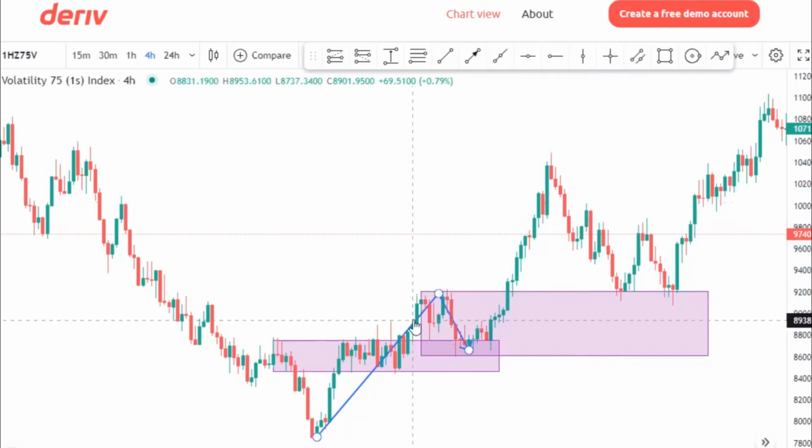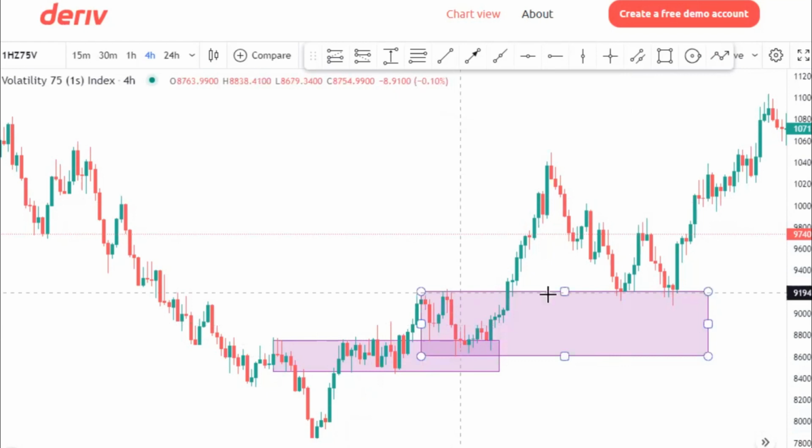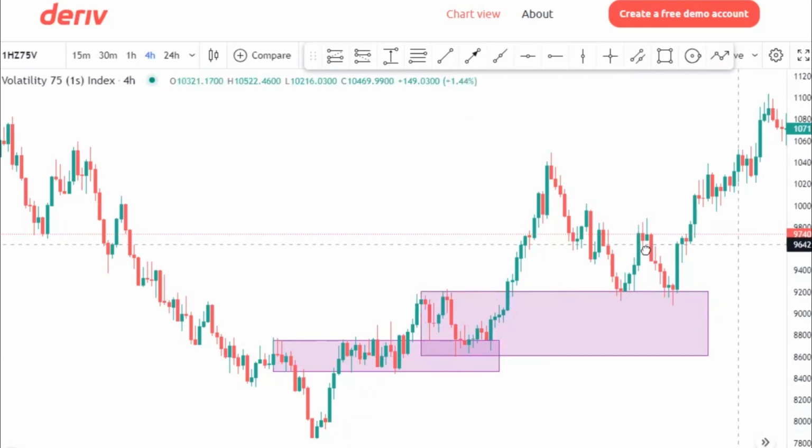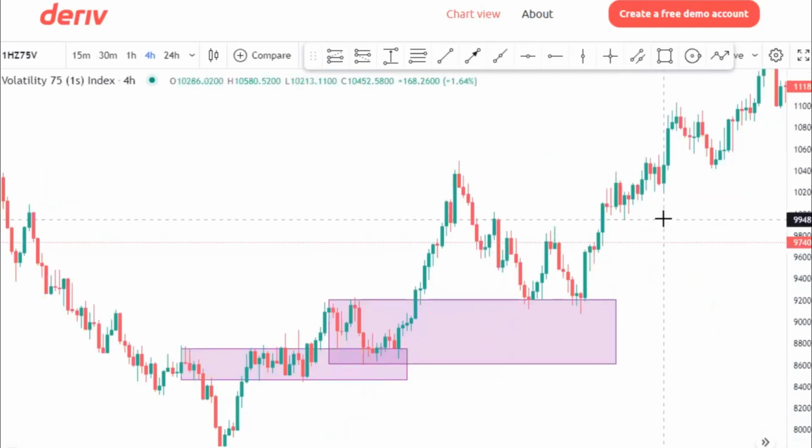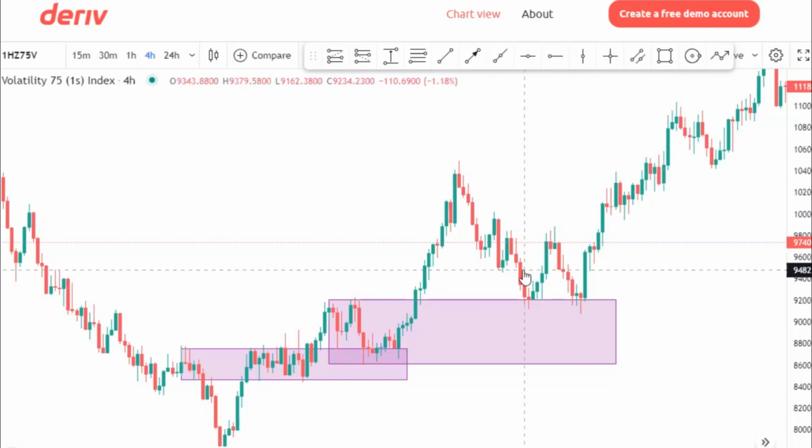Let me remove this line. All right, so the whole of these red candles here would be your zone. So you enter here and your stop loss will be here, and then you target a move up 1:2, 1:3. You understand what I just said? That's your risk to your reward.